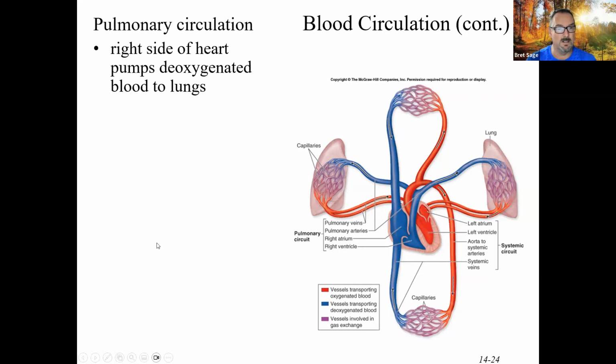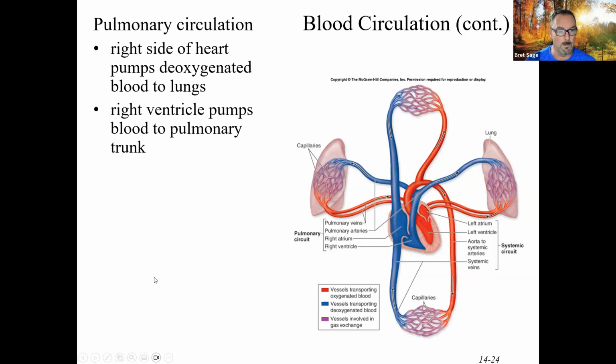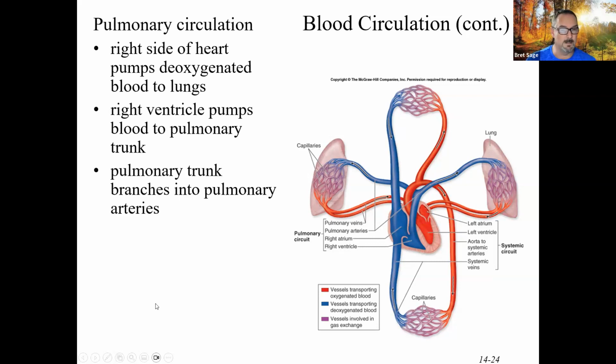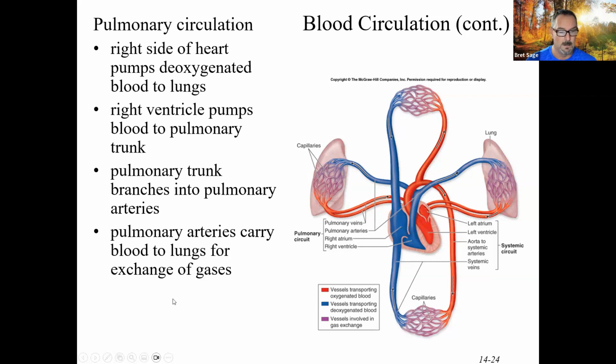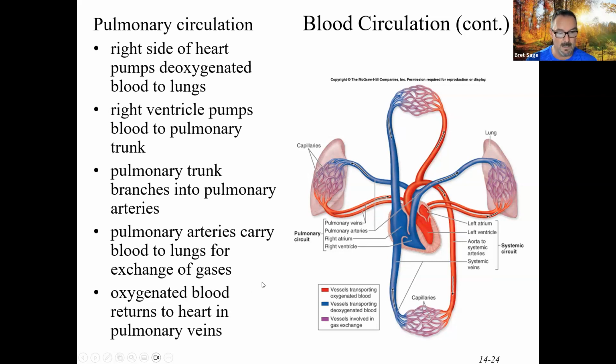So the pulmonary circulation, the right side of the heart pumps deoxygenated blood to the lungs. Right ventricle pumps blood to the pulmonary trunk. We've gone over this, but here it is explicitly in your notes. Pulmonary trunk branches into the pulmonary arteries. Pulmonary arteries carry blood to the lungs for exchange of gases. And then oxygenated blood returns to the heart in pulmonary veins, as I've just described.